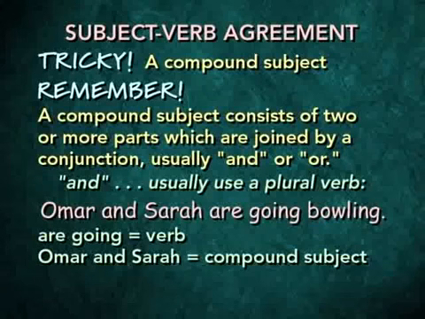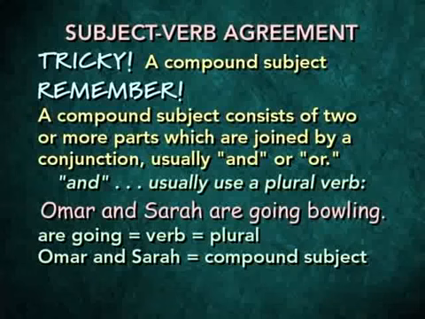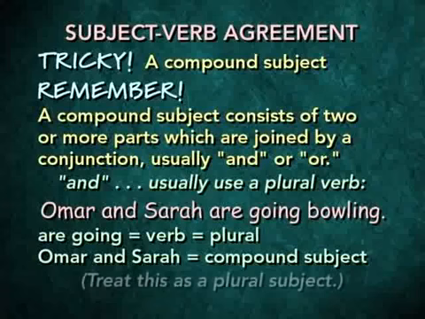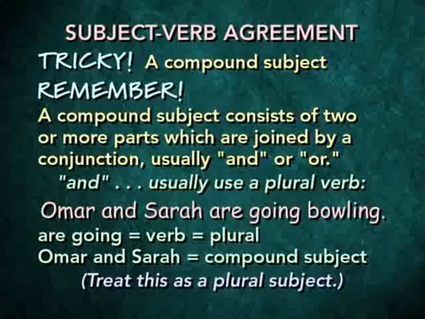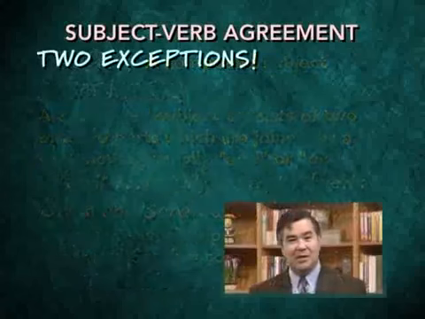After all, Omar and Sarah are 2 people, and therefore the subject of this verb now refers to more than one person. It's plural, and a plural verb, are going, is required. So this is the most typical kind of compound subject, where we have 2 or more parts joined by the conjunction and. Normally this would be treated as a plural subject. However, there are 2 exceptions.